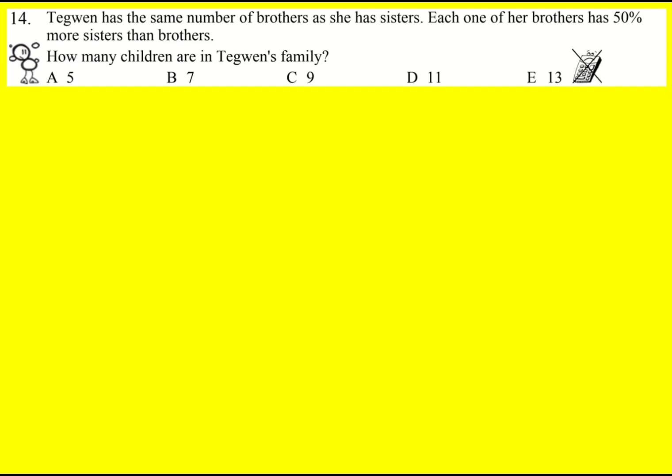Right, I'm going to talk about three different ways of solving this question. So, slightly different approaches. Okay, method one is to actually just try it out. We've got Tegwen here, and she's a girl, and she's got the same number of brothers as she has sisters. So let's give her a sister, a girl, and a brother, a boy.